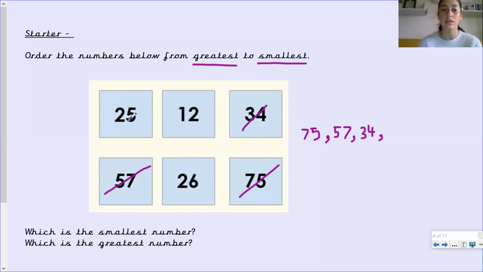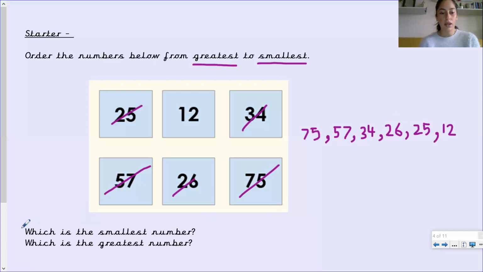So although the tens are the same, this number has a bigger number in its ones column, which makes it a greater number. And then 25. And lastly, 12. So I've ordered my numbers from greatest to smallest. So it goes from a number that's the highest number, it gets smaller and smaller and smaller and smaller.